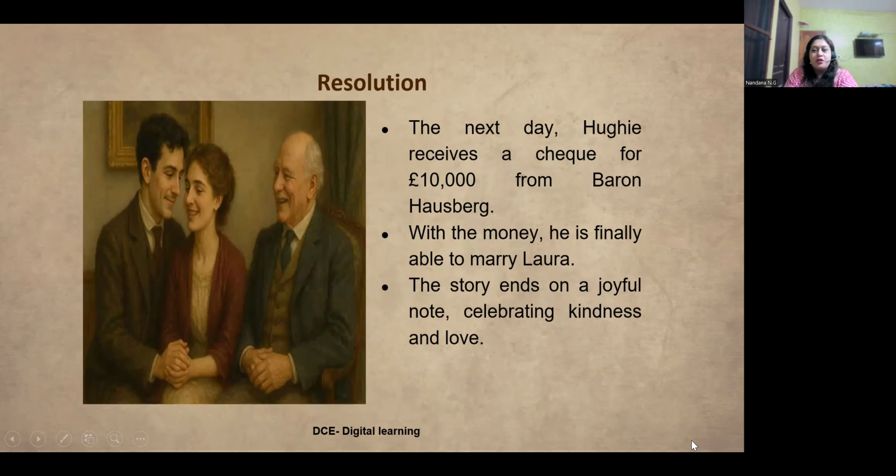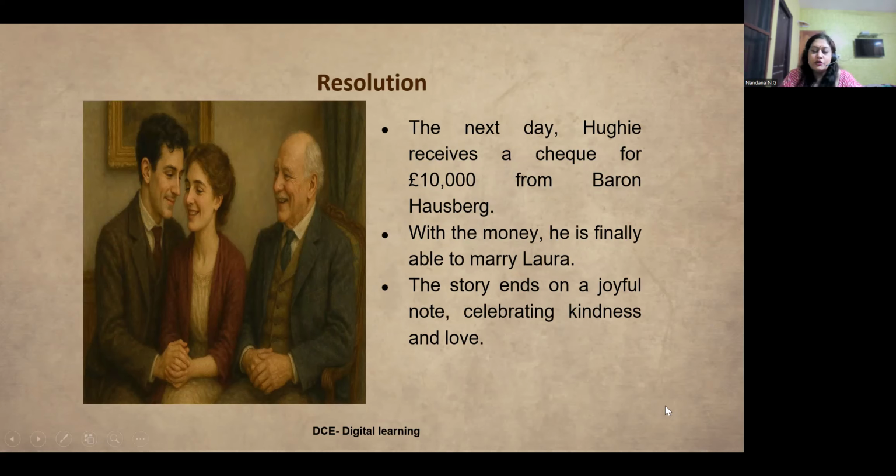And in the resolution, or at the end, how do things fall into place? The next day, Huey receives a check for 10,000 pounds from Baron Hausberg. With the money, he's finally able to marry Laura. The story ends on a joyful note, celebrating kindness and love.